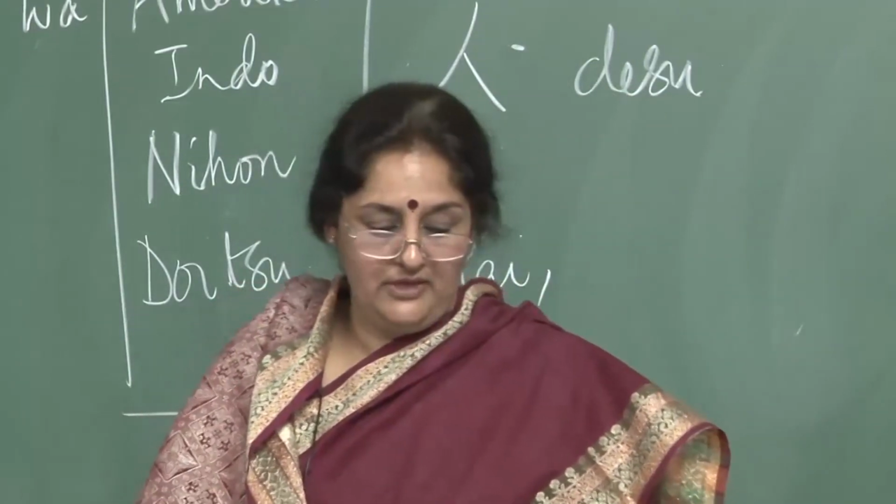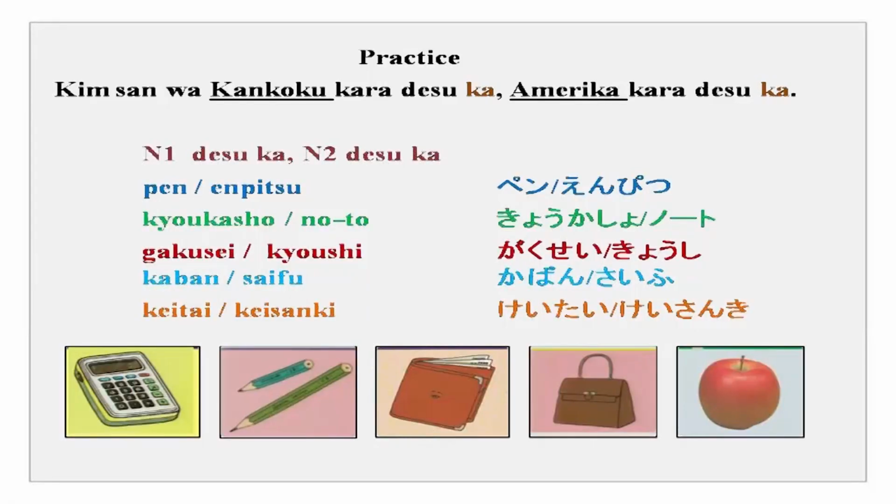Some pictures are there for you. You can point at the picture and ask, pen desu ka, enpitsu desu ka? As I just told you, kyokasho desu ka, noto desu ka? You can also ask a person, gakusei desu ka, kyoshi desu ka? Kaban desu ka, saifu desu ka?